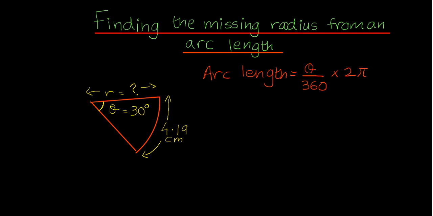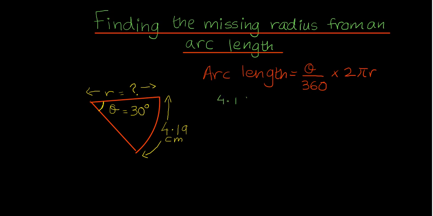So what we're going to do is substitute in the values and make r the subject if we are going to solve this, or we could make r the subject and then substitute the values. Either way would be fine, but in this case, because we've got quite a few numbers, I would prefer to substitute first. So I know my arc length is 4.19 centimeters.